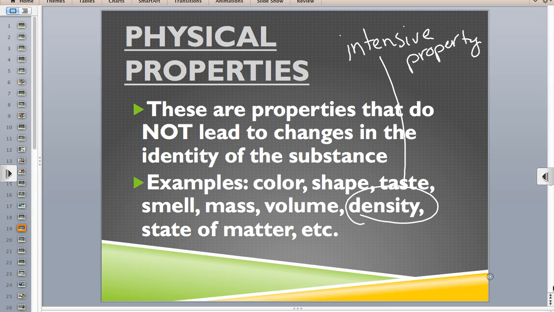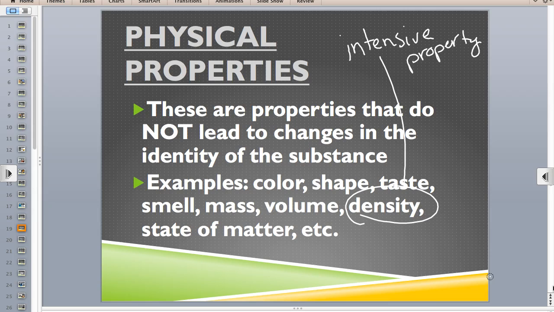It's not going to change even if I change the amount, because like we talked about yesterday, if I increase the volume of aluminum, I'm also going to be increasing the mass of the aluminum at the same time. So that density is going to stay the same. The color of aluminum is not going to change. Certainly the shape could change, I could cut it into different pieces, but I'm not going to make a new substance, right?